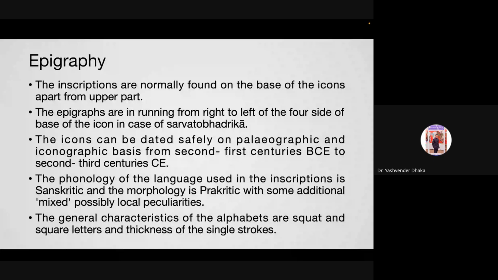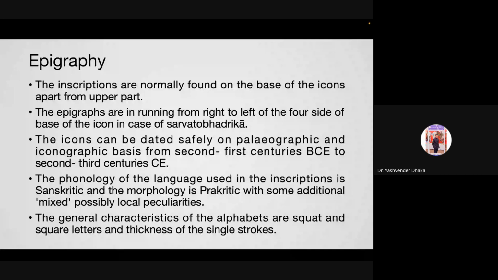Now, the phonology of the language here is Sanskritic, but the morphology is Prakrit. So in Mathura, in this time period of 500 years, we are moving from a Prakrit dominated language to more of a Sanskritic language when we come to the early centuries of the Christian era.